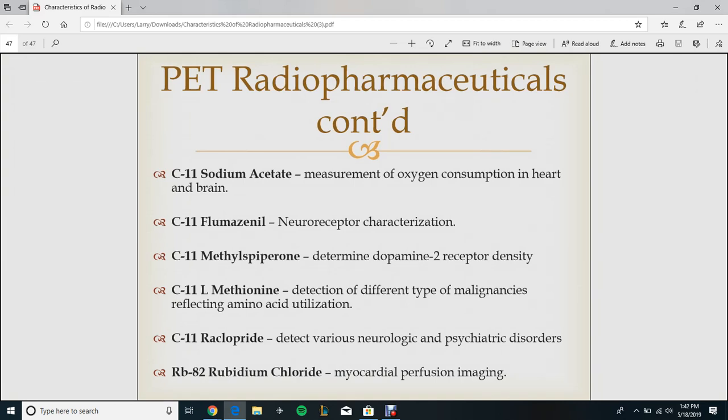C11 flumazenil is a neuroreceptor characterization. C11 methylspiperone is used to determine dopamine 2 receptor density. C11 L-methionine, detection of different types of malignancies reflecting amino acid utilization. C11 raclopride is used to detect various neurologic and psychiatric disorders. Rb82, which is rubidium chloride, is used for myocardial perfusion imaging.